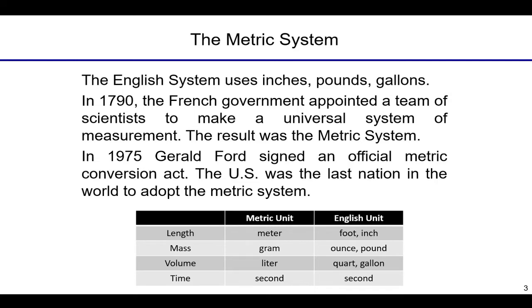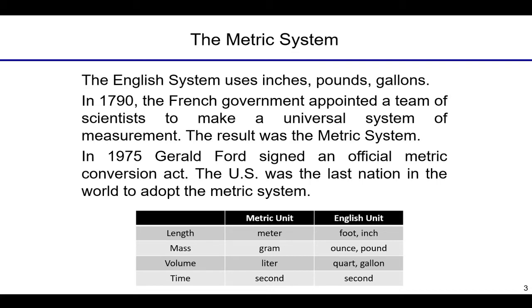In 1975, Gerald Ford, president at the time, signed an official metric conversion act. However, although we adopted it then, and we were the last nation in the world to adopt the metric system, we still don't really use it in daily life. So there would have to be some other impetus from Congress or a president to actually put it into action.